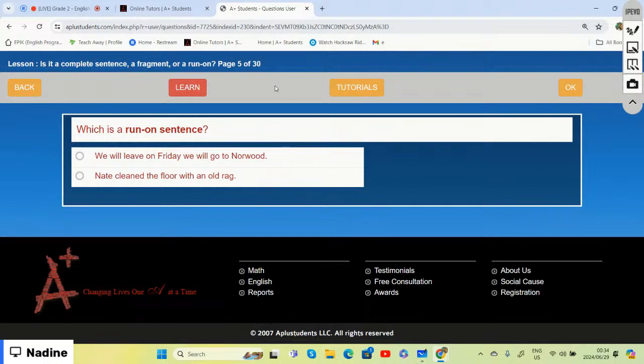Is it option one? We will leave on Friday. We will go to Norwood. Or option two, clean the room, burned an old rag. Option one or option two? Look at it again. A run on sentence. Option one or option two.